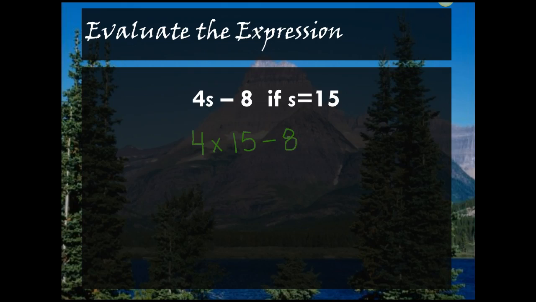Next, I check through my order of operations. No parentheses or exponents, so that means I will do the multiplication first. 4 times 15 equals 60. This leaves me with 60 minus 8. My final answer is going to be 60 minus 8, or 52.